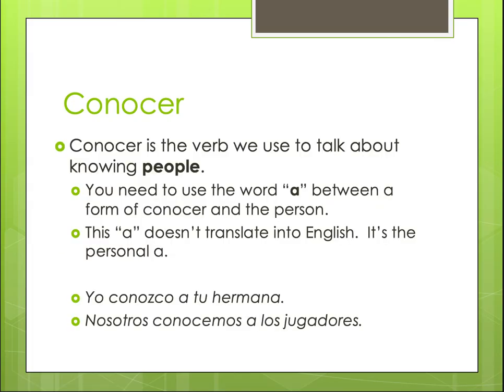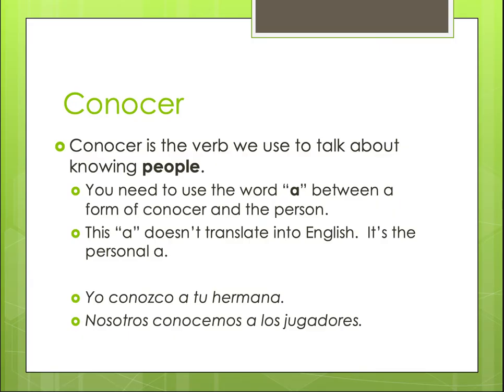So what do we use conocer for? The first thing we use, the most common, is to talk about people that you know, because conocer really gives this idea of being familiar with someone. Now, if you do use it with a person, there's something extra here. You have to add the word a between conocer and the person. That word a doesn't technically mean anything in English. You don't translate it. It doesn't mean to.